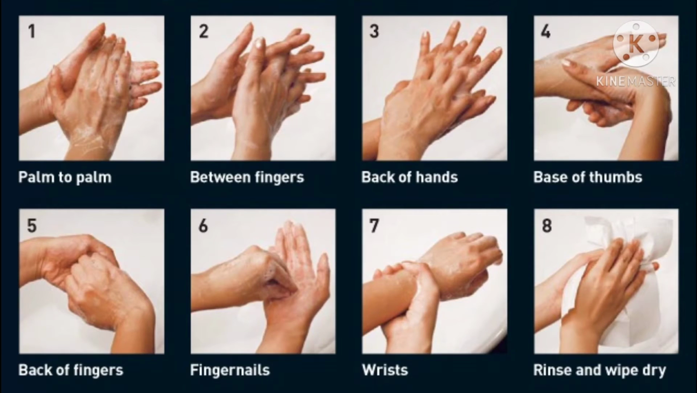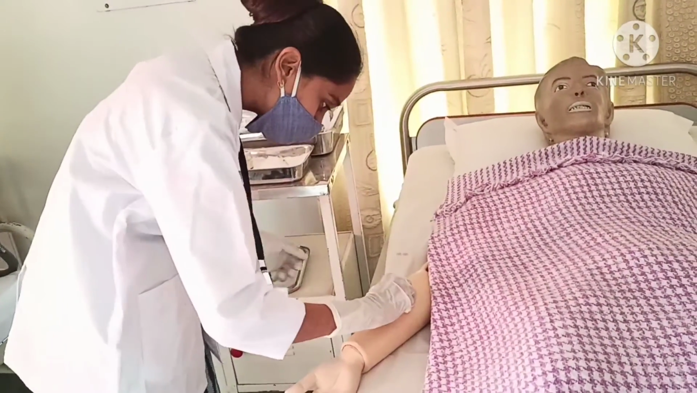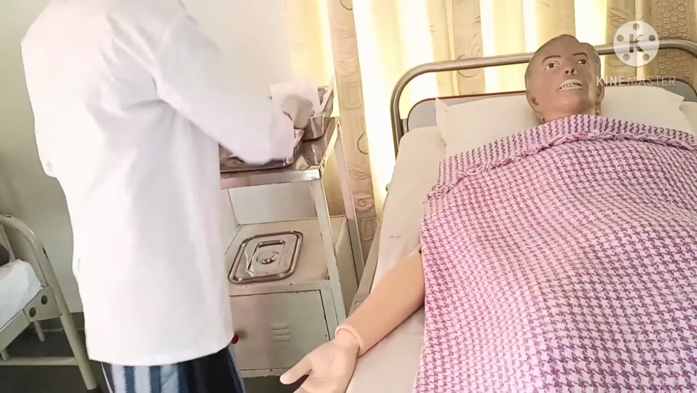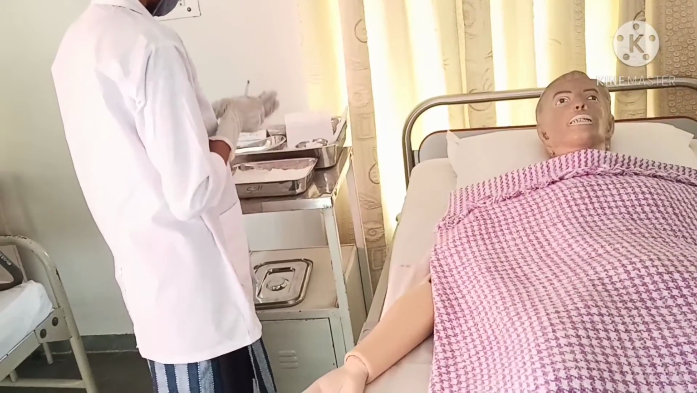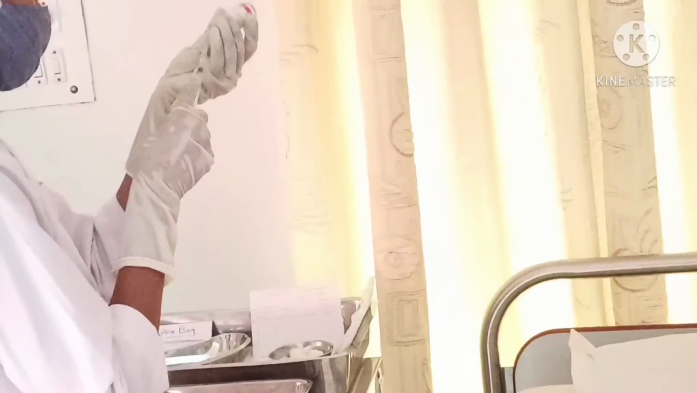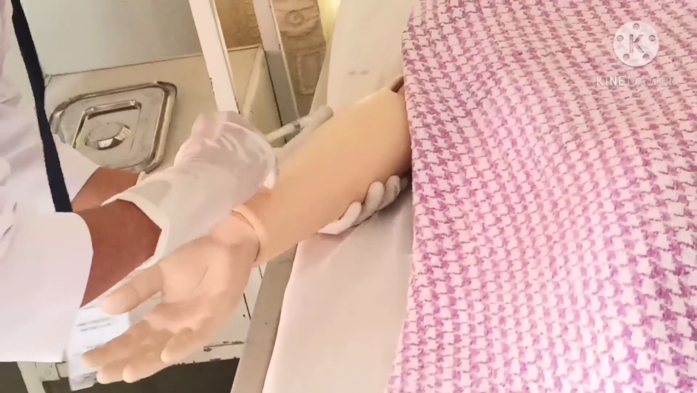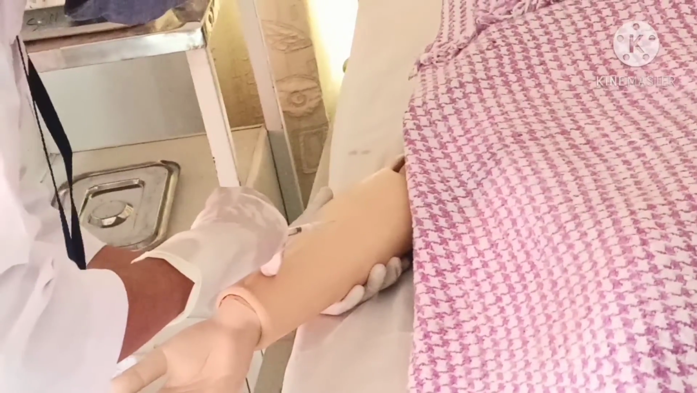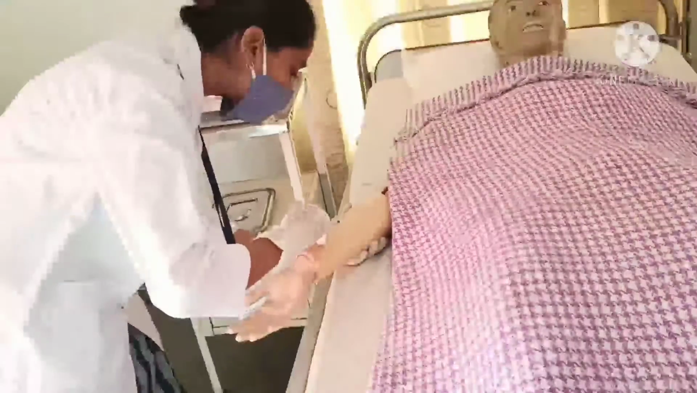After that, now we will start the intra-procedure steps. Firstly, perform hand washing to prevent contamination. Then don sterile gloves, select the site of injection and clean it with the alcohol swab. Then prepare the medication and fill the syringe with the medicine. Now place the needle almost flat against the patient's skin at around a 15-degree angle and insert the needle slowly into the skin so that the point of the needle can be seen through the skin.